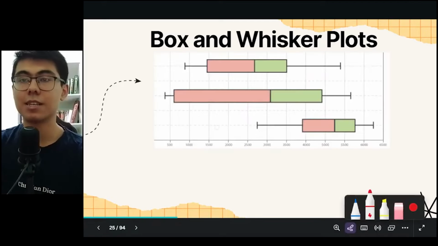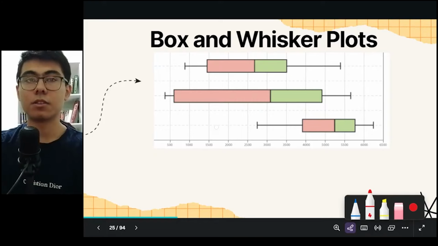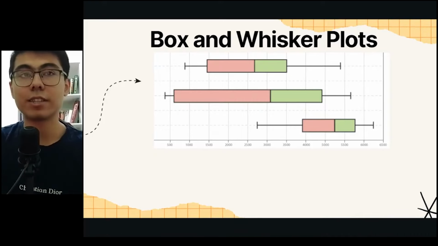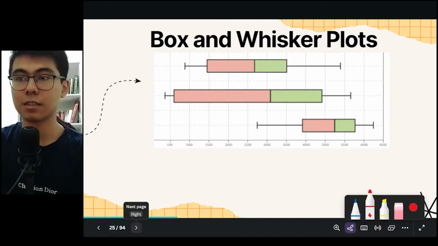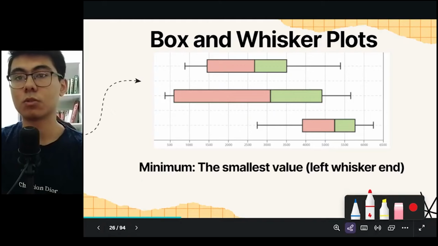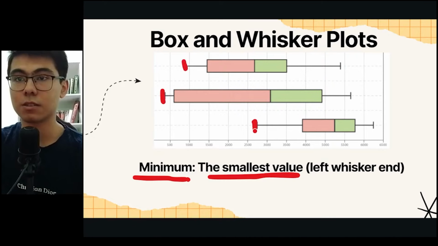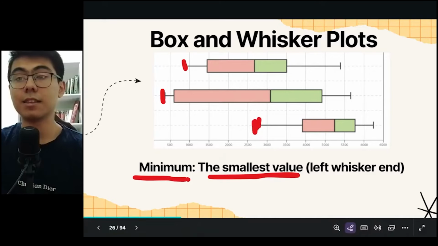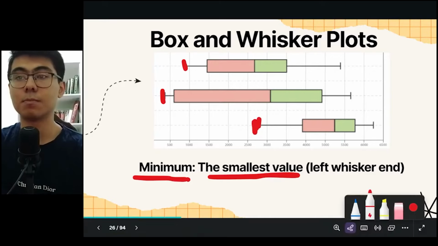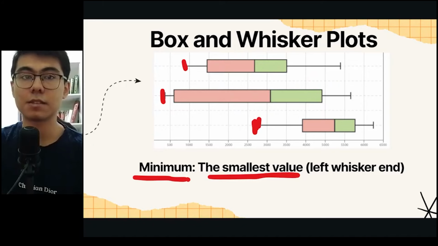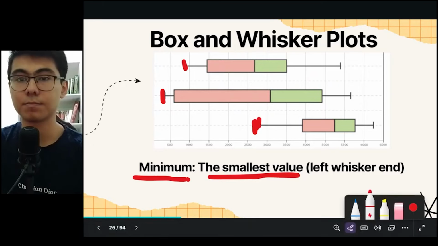So here is an example of this sort of plot, and right now I will be showing you exactly. So these plots have, firstly, a minimum. So they have the smallest value at its left whisker end. So this is going to be this minimum value, as you can see. And this is considered the smallest value of these plots.